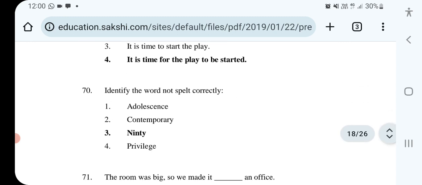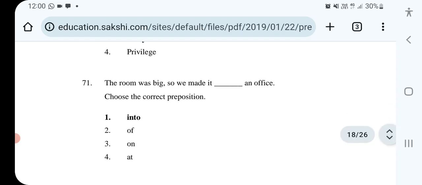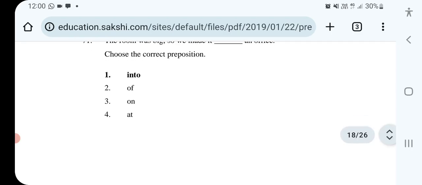Identify the word not spelled correctly. Adolescence is right. Contemporary is correct. Privilege is also correct. So that's the wrong spelling. The room was big, so we made it into an office.